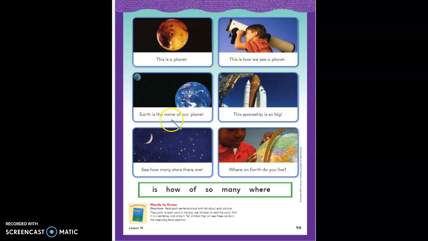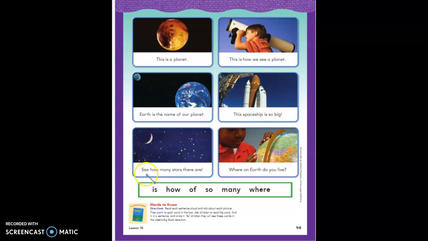All right, Earth is the name of our planet. Good. Earth is the name of our planet. Is this one Earth or this one? That's right, this one, because Earth is more blue because it's covered in ocean. What are the sight words in this? Of, is, good job. This spaceship is so big! Exclamation point. I see is and so, and that is a big spaceship.